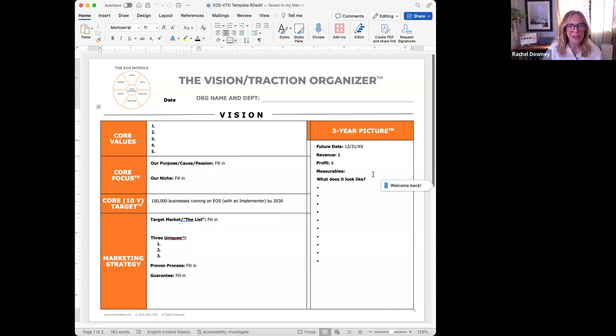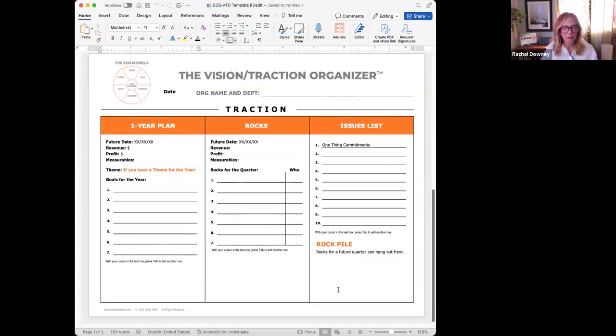All right, my favorite part is your 3-year picture. So you'll remember in the room, I have you close your eyes and I try to tell a story. I'm actually painting a picture of what your business looks like in about 3 years' time. You may want to do the same with your people. Can they close their eyes? Can they envision this? Can you really paint something that they can see with their mind's eye? Because once they can see it, they're going to be much more inclined to help you achieve it.